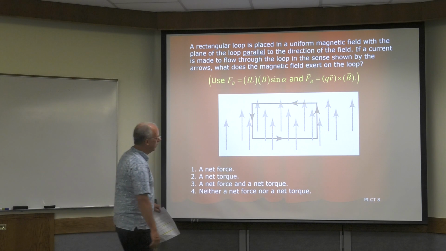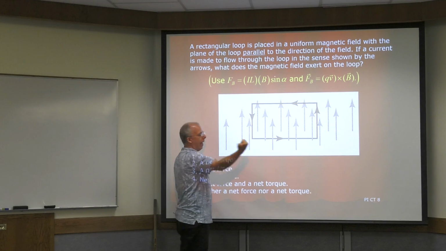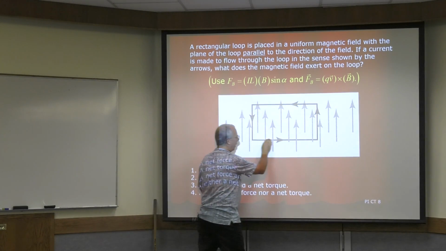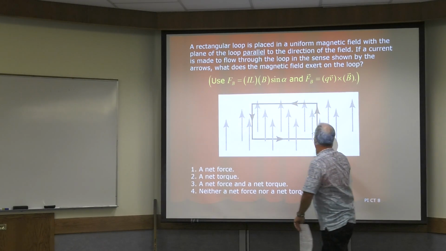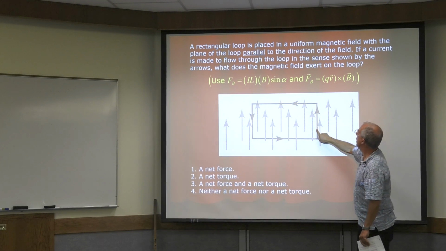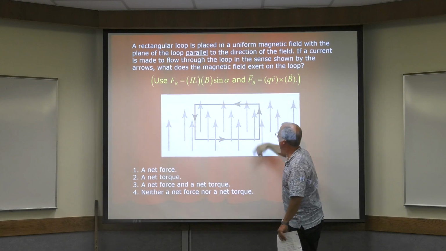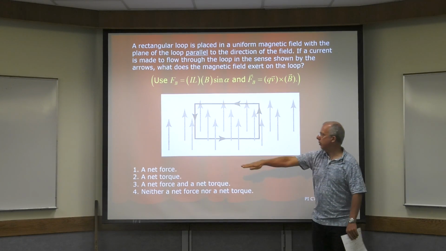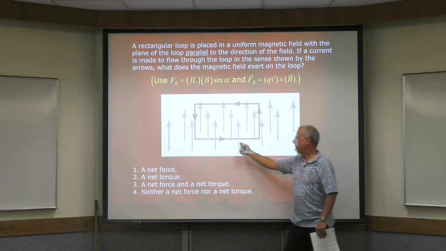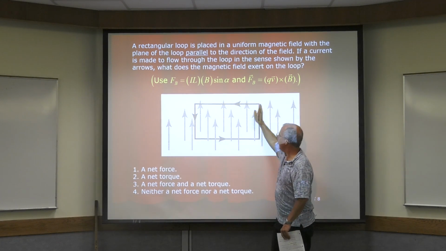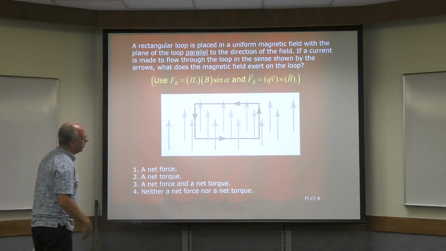Okay, let's do it. So here, IL is this way, B field is that way, force that way. So on this lower segment of wire, force is out. Here, IL and B are in the same direction, so alpha is 0, sine of 0 is 0, so there's no force on this segment. Okay, let's do this one. IL is this way, B field is that way, so the force is in. So remember, out here, nothing here, in here. This way, the angle is 180, sine of 180 is 0, so nothing.